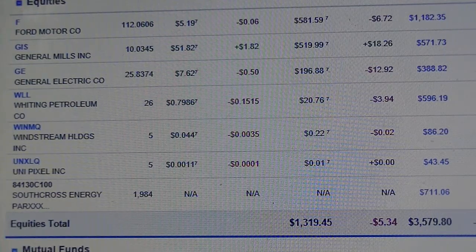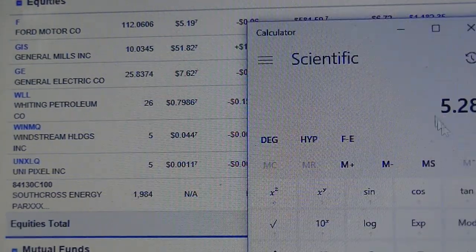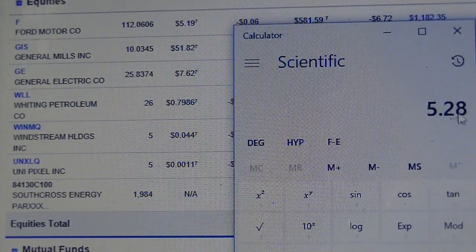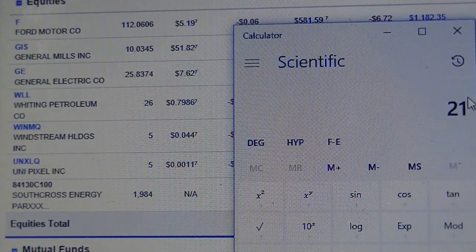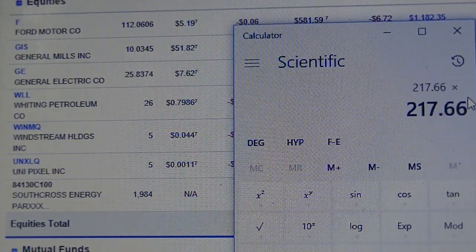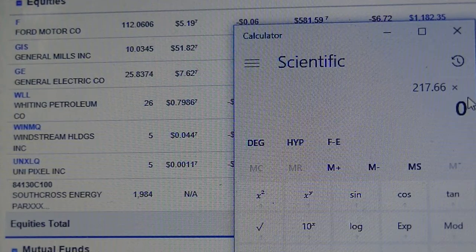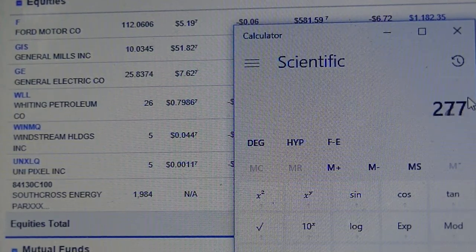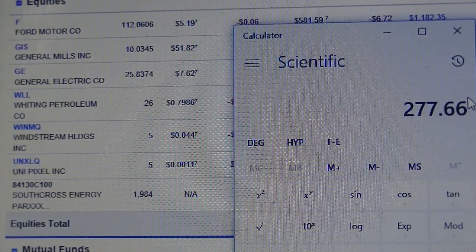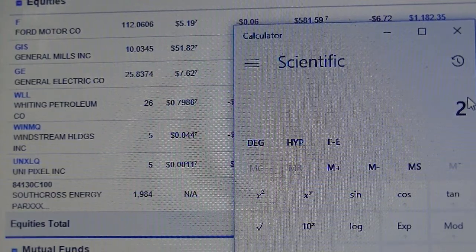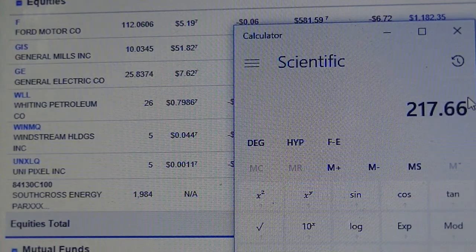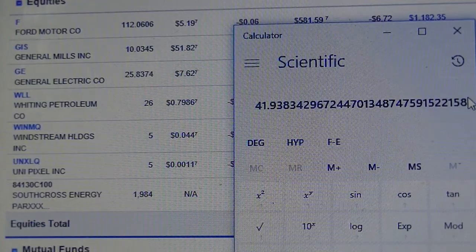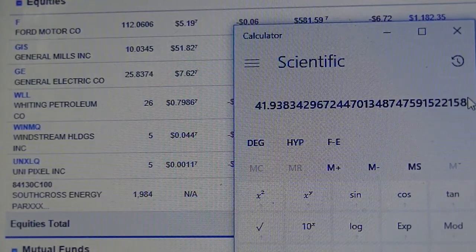So now that I have 217, I'm going to calculate how many shares I'll be able to buy. It's going to be 217.66 divided by 5.19, about 41 shares if I calculate it right.